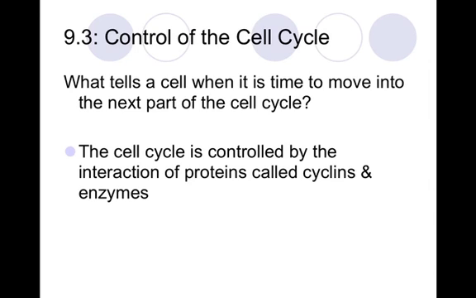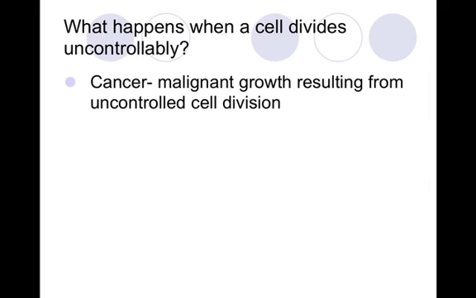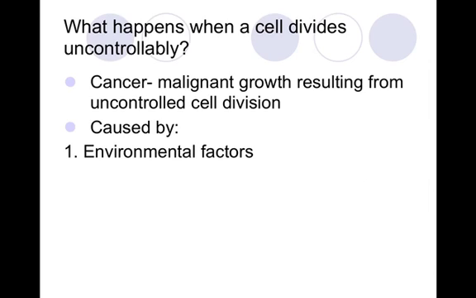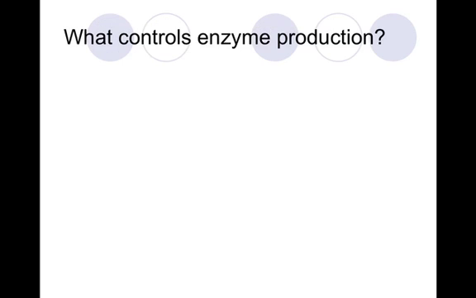It's controlled by an interaction of proteins called cyclin, which is one of our vocab terms this week, and enzymes. Again, the importance of proteins shows up again. What happens when a cell divides uncontrollably is that we get cancer. And cancer is a malignant growth resulting from uncontrolled cell division, and you need to know that for your test. And it is caused by environmental factors and changes in your enzyme production. Again, here we go, enzymes, which are made of proteins.